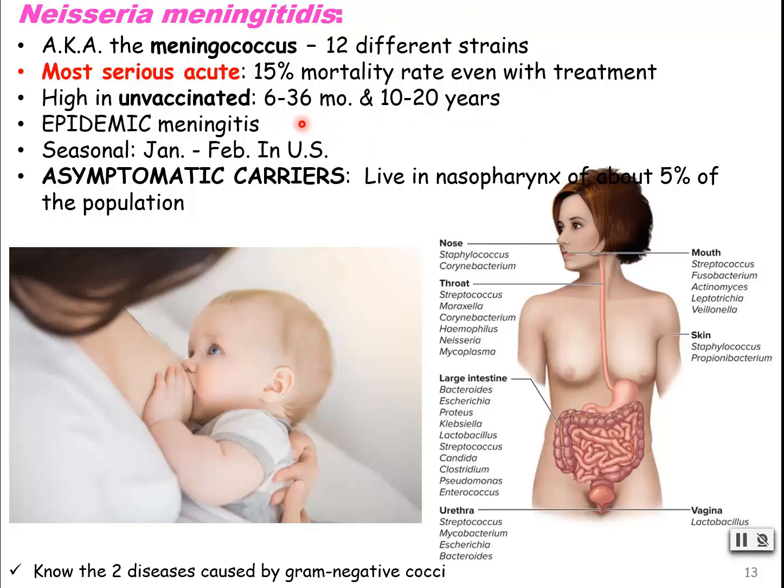This too is also sometimes called epidemic meningitis because it tends to crop up in outbreaks. And usually it's going to be in colleges or military dormitories, so where young people are living in close contact, and usually it's going to be in the winter. The reason that this is never going to go away is because they're asymptomatic carriers.